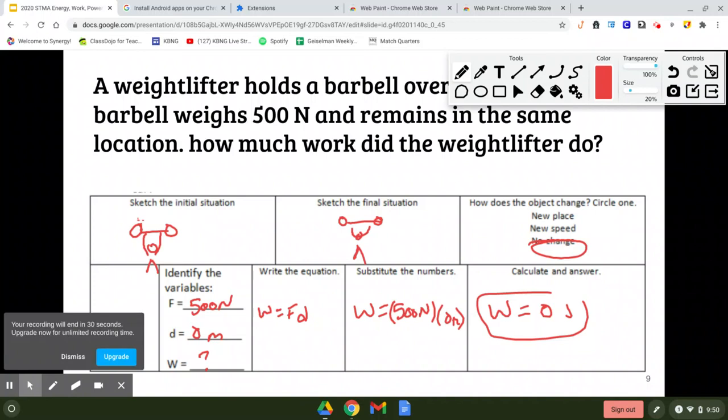So hopefully you found this pretty easy. This is a pretty simple thing. Work equals force times distance. As long as you have a force and a distance, you're able to find work.